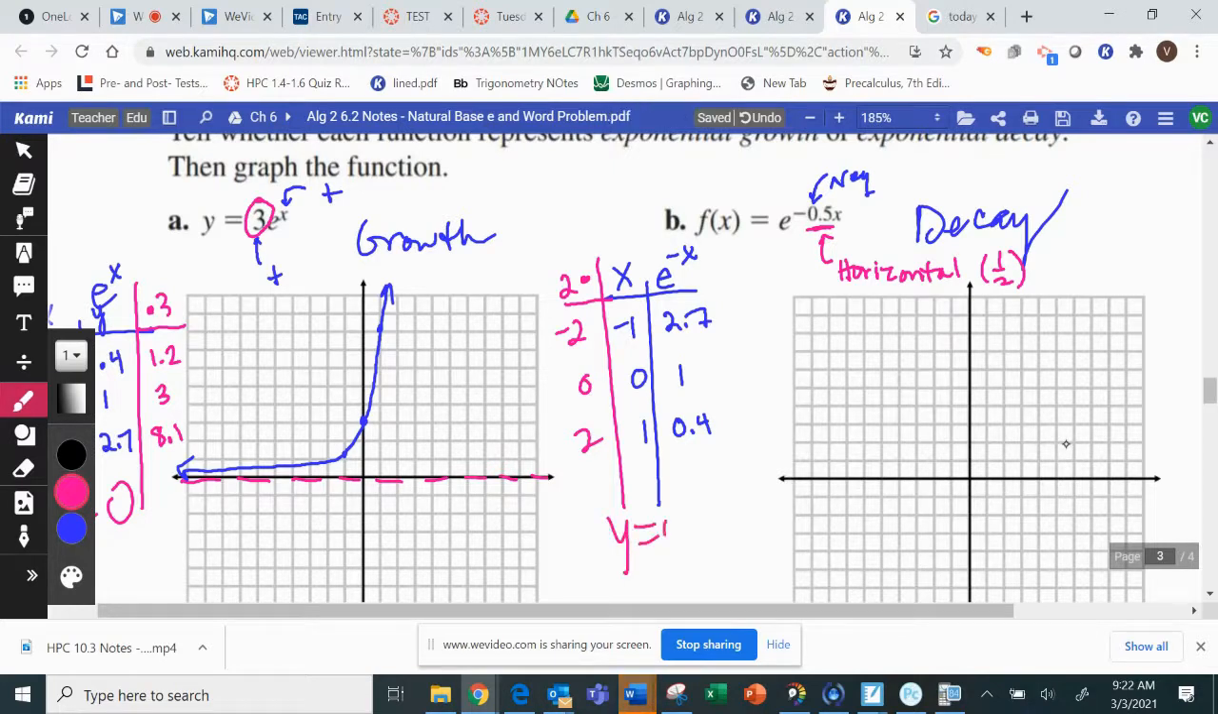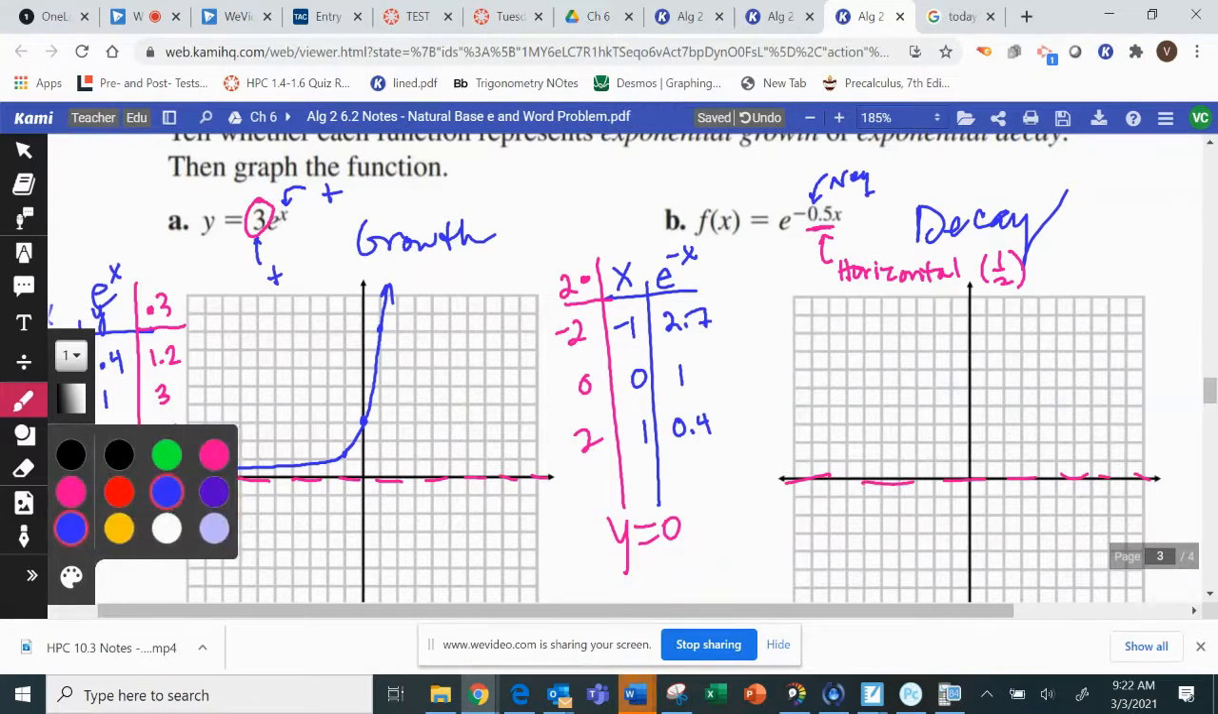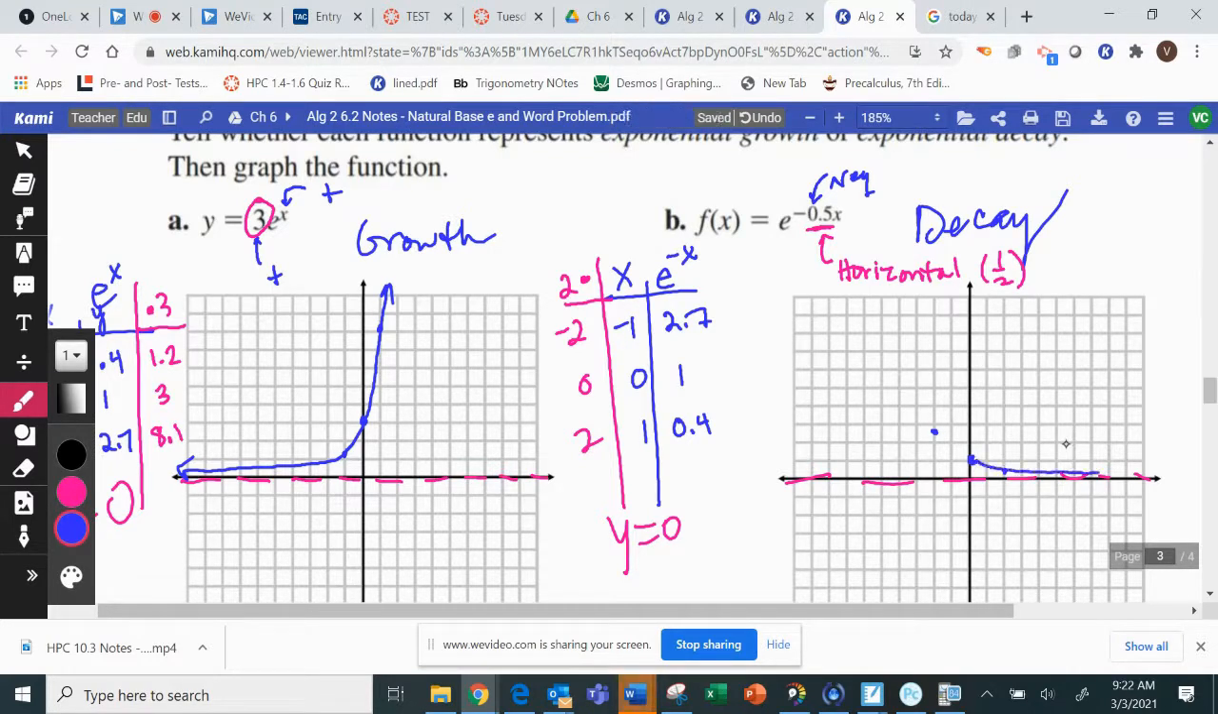We still have y equals 0 as our asymptote. -2, 2.7; 0, 1; and then 2 is 0.4. And that one is stretched horizontally, so it's kind of wider.